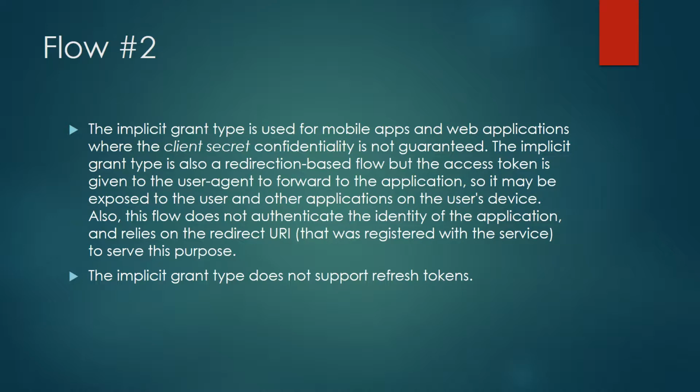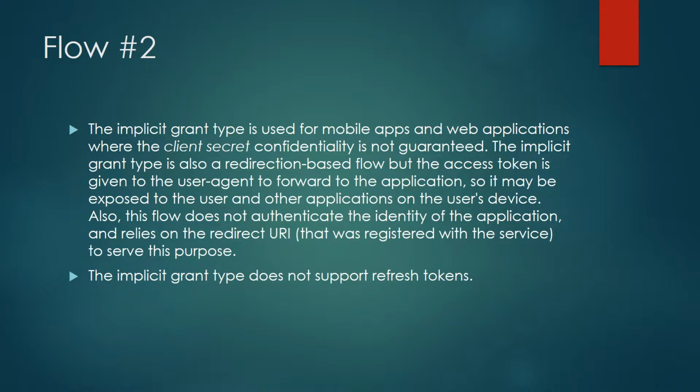The implicit grant type is also a redirection-based flow, but the access token is given to the user agent to forward to the application, so it may be exposed to the user and other applications on the user's device. Also, this flow does not authenticate the identity of the application, and relies on the redirect URI to serve this purpose. So as you can see, we are having some differences between the two flows, and I'm sure that when you see the graph and we start breaking down everything into steps, it's going to be more clear.